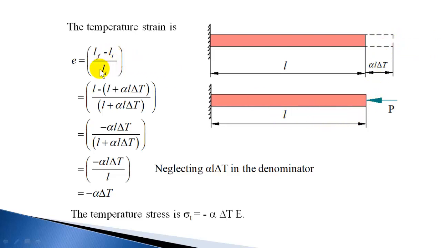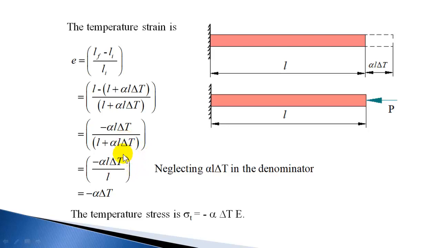So Lf minus Li by Li will give the thermal strain, or any strain for that matter. Final length minus initial length divided by initial length will give the strain. In this case it is thermal strain. Now Li is L plus alpha L delta T, and final length is L. So L minus (L plus alpha L delta T) divided by initial length, which is L plus alpha L delta T. So L minus L, that cancels, minus alpha L delta T divided by L plus alpha L delta T.